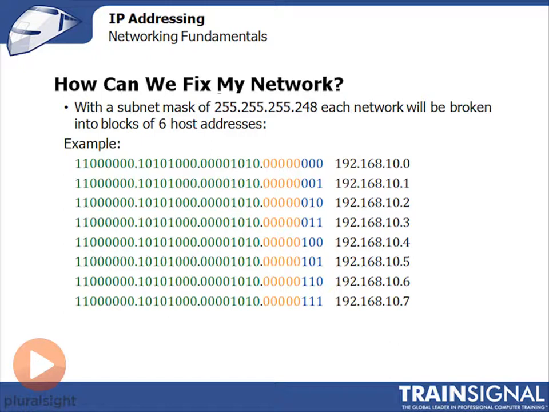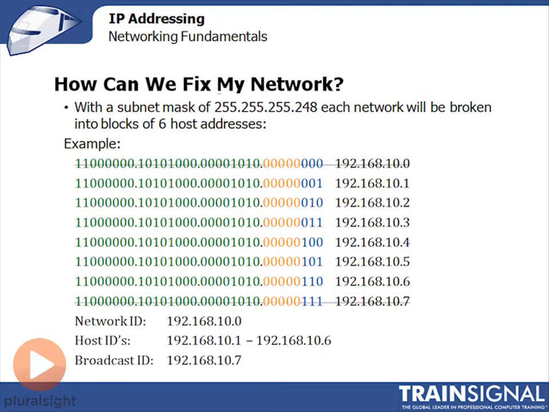And then what we have to do is eliminate the top and the bottom. Why do we do that? Because you can't have all zeros or all ones in the host ID. There you get your remaining 6 host addresses. So the network ID would be 192.168.10.0. The hosts that are valid in that network are 192.168.10.1 to 10.6. And the broadcast ID would be 10.7. Okay, so those are the 8 IP addresses in that subnet, including the network ID and the broadcast ID.